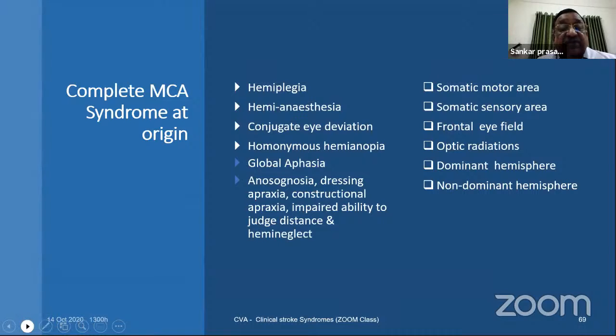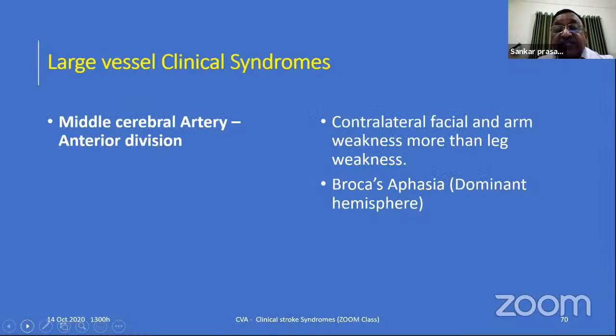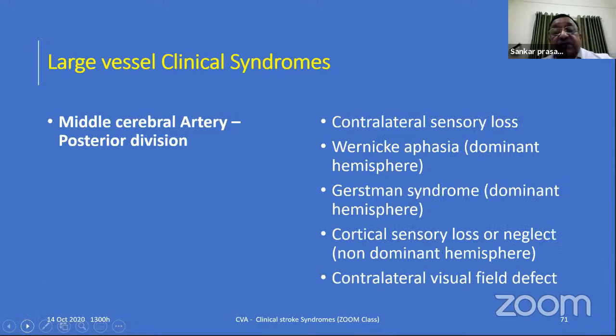It's like mathematics. You can easily remember the divisions. The middle cerebral artery divides into anterior and posterior divisions. The anterior division gives contralateral facial and arm weakness more than the leg weakness, and Broca's aphasia. The posterior division gives contralateral sensory loss, and here Wernicke's aphasia comes. Here there is no weakness. You may come across just one syndrome on the dominant hemisphere, and on the non-dominant hemisphere you can get cortical sensory loss or neglect and contralateral visual field defect.